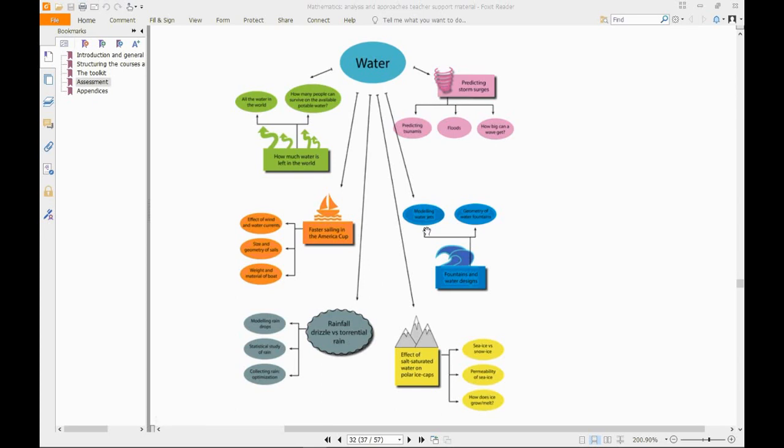We could talk about modeling water jets or looking at the geometry of water fountains. We could talk about the effect of salt-saturated water on polar ice caps. So we'd have to talk about the differences between sea ice and snow ice, the permeability of sea ice, and how does ice grow and melt. Now this is like the classic mind map. If you do a web search for IB Math mind map, you're going to find the water one all over the place. I couldn't actually find a ton that I loved from outside of the teacher support material.